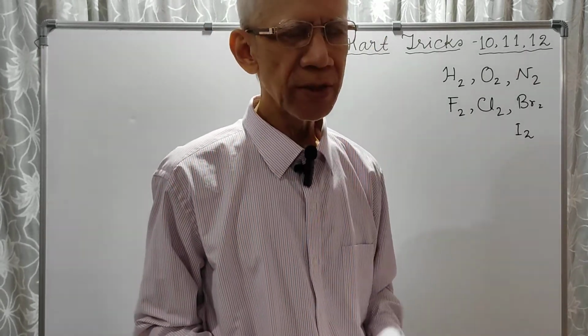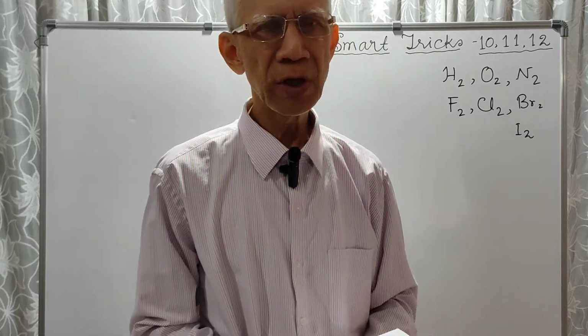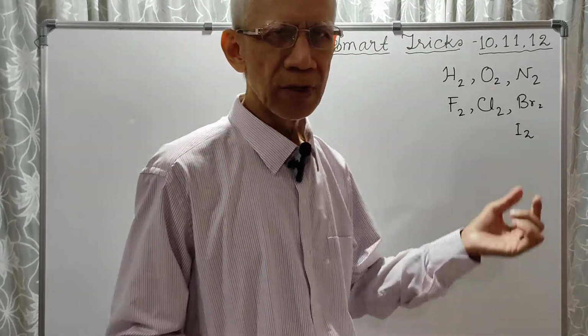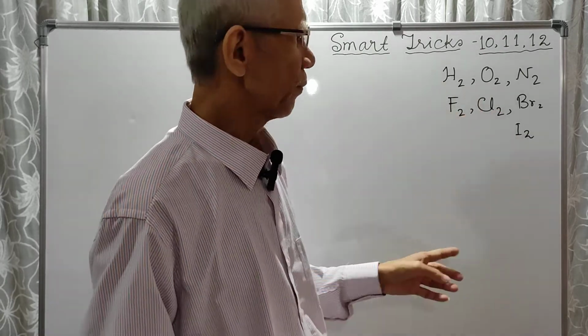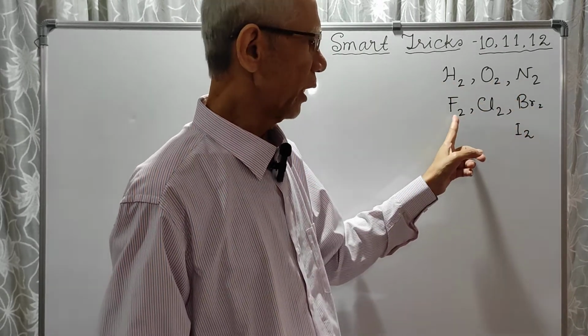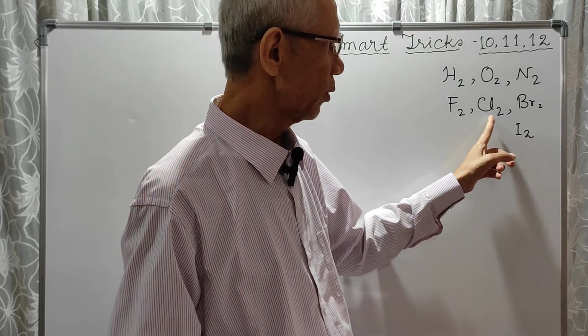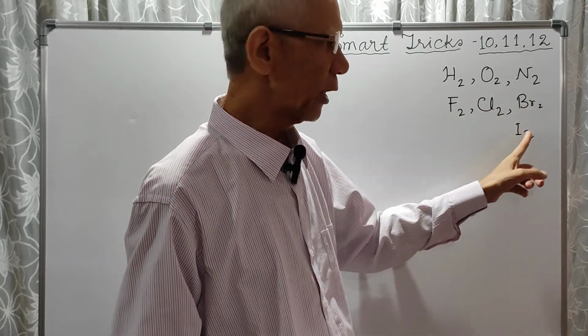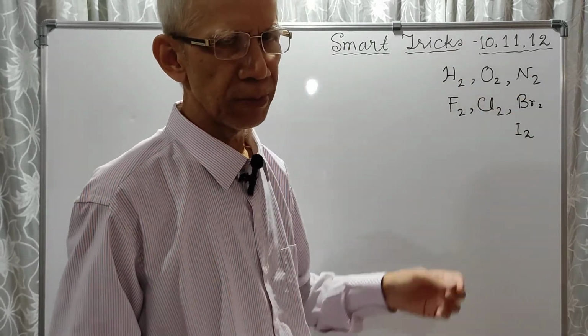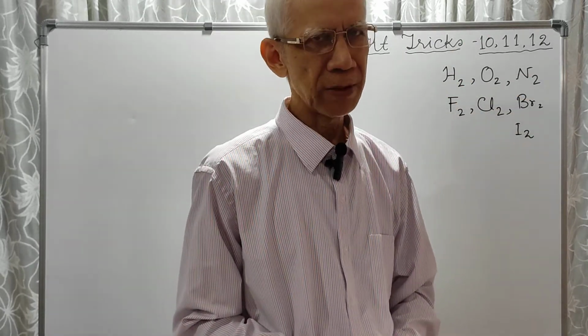This is about balancing chemical equations which contain diatomic molecules. This is meant for class 10. Now these are the diatomic molecules. You see, H2 hydrogen, O2 oxygen, N2 nitrogen, F2 fluorine, Cl2 chlorine, Br2 bromine and I2 iodine. So these are diatomic molecules. That means each molecule is made up of 2 atoms.